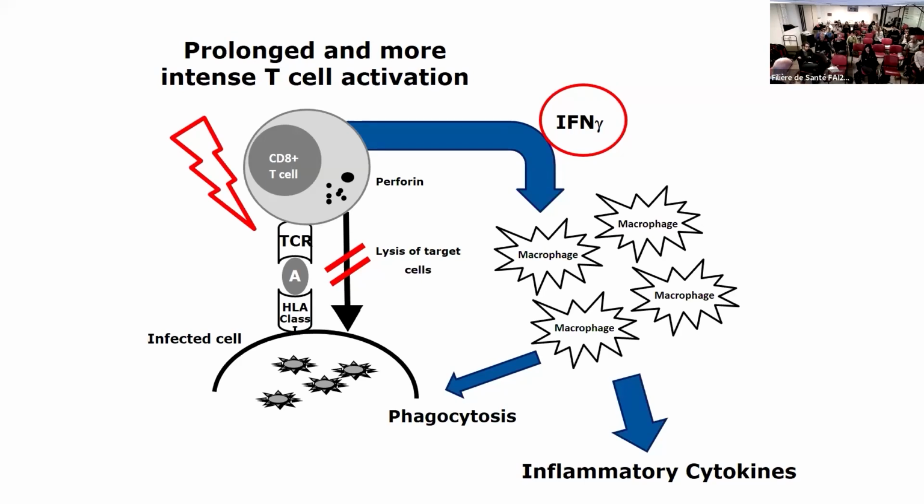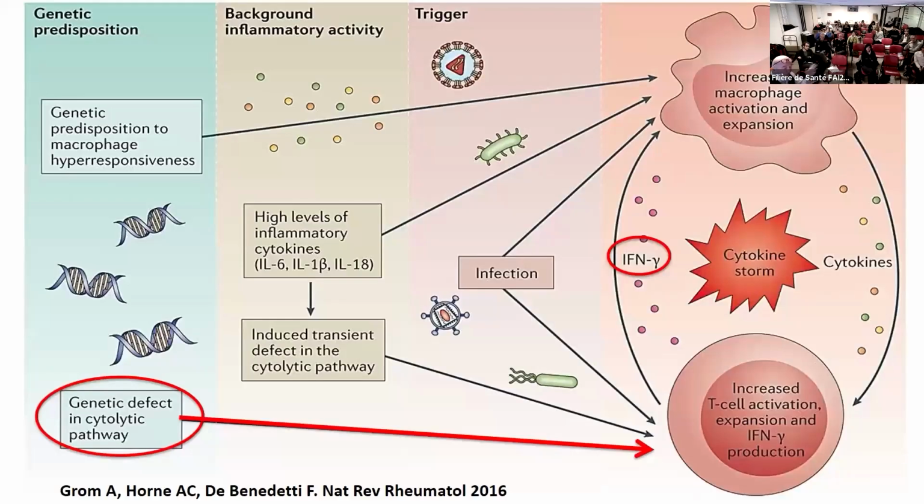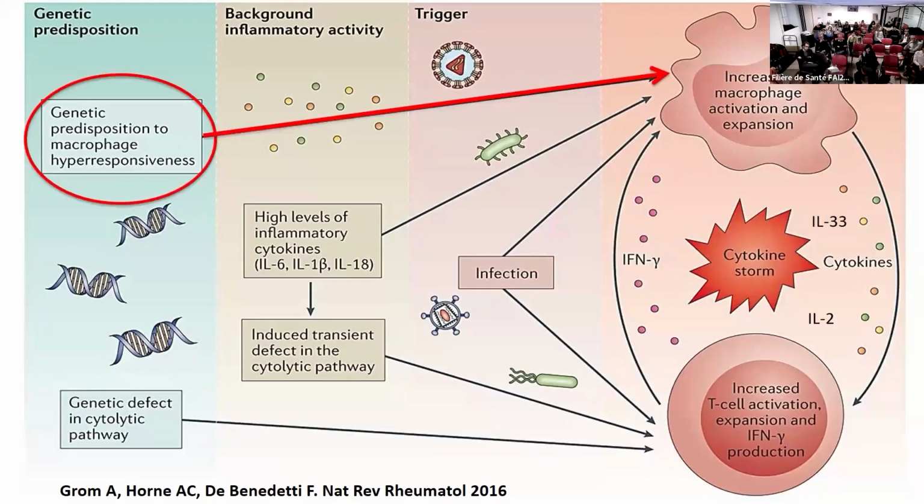You never die of infection. These children do not die of infection, they die because of the cytokine storm generated by the overactivation of cytokines and macrophages. So we know now that a genetic defect in the cytolytic pathway can bring you directly into the circle by activating T cells, leading to interferon gamma overproduction and the production of a number of other cytokines. If you look in animal models, you find several others that in turn activate the circle.